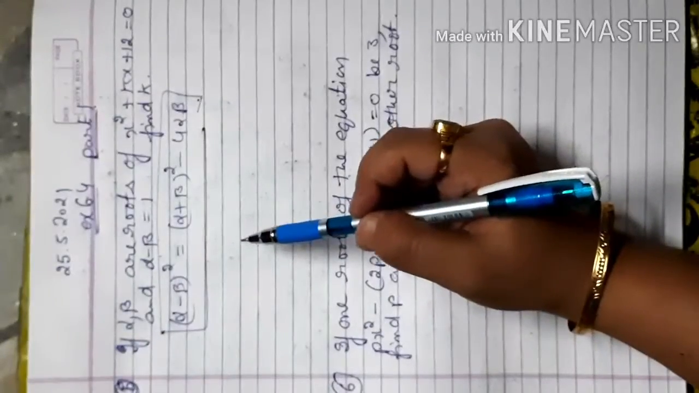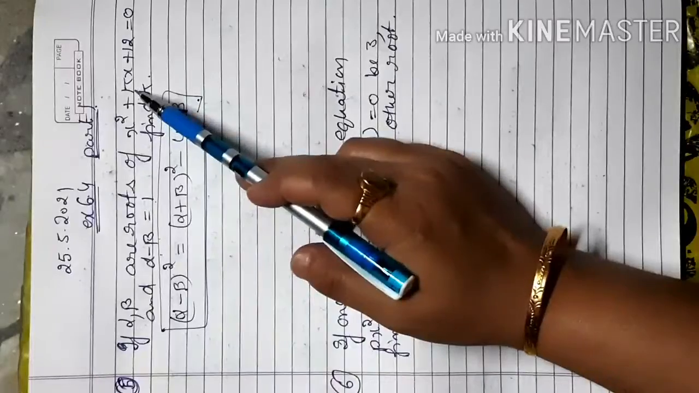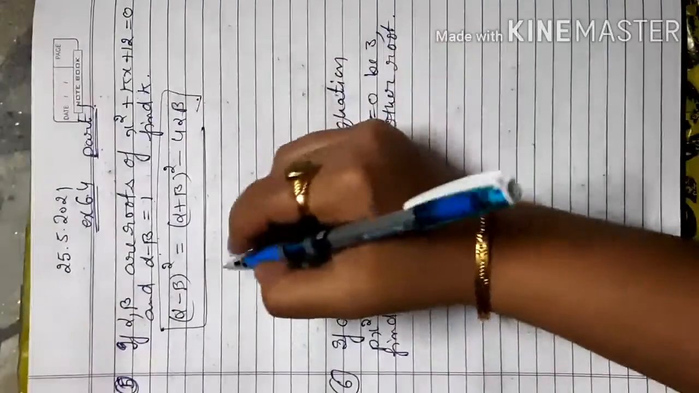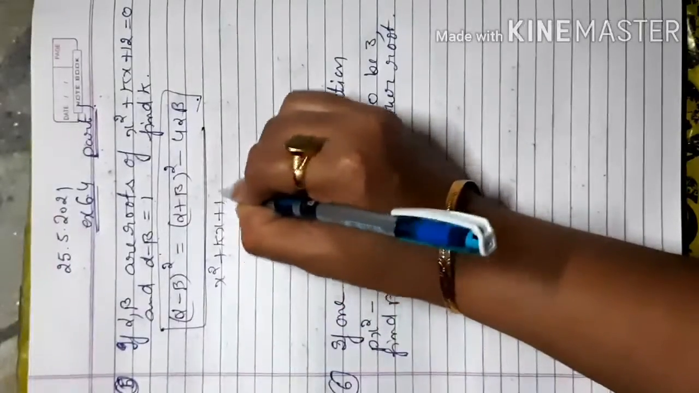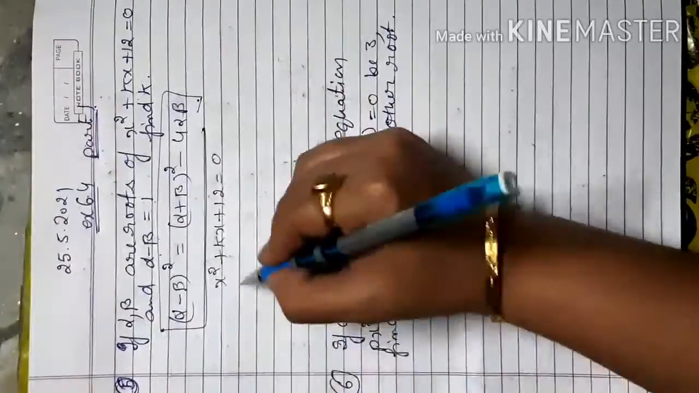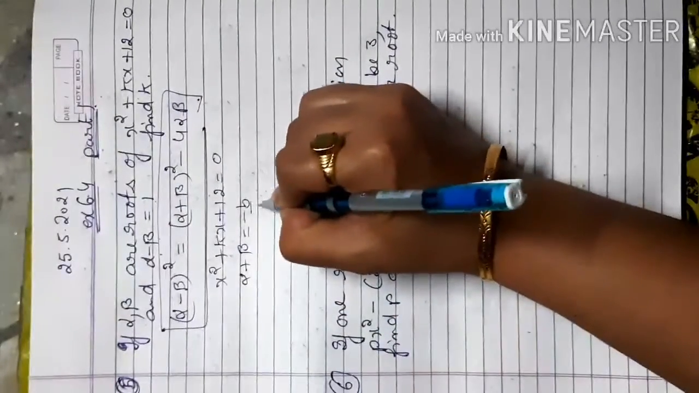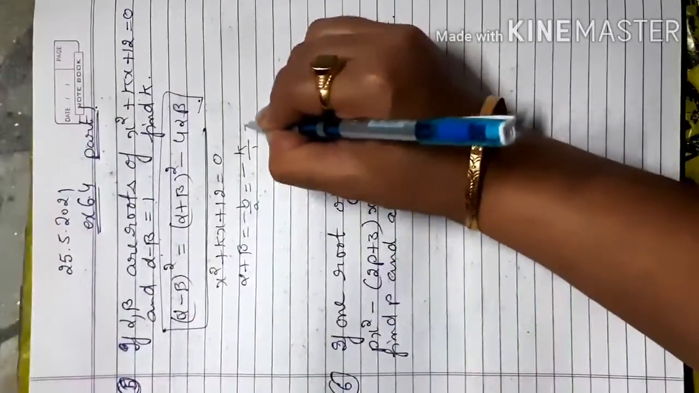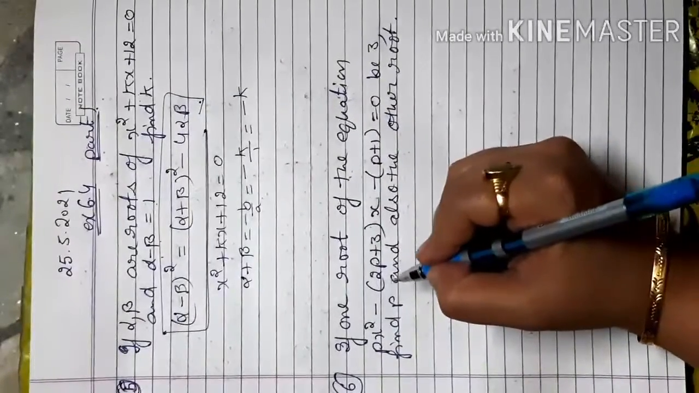So first we will think about what is alpha plus beta and alpha beta in this case, like sum of roots and product of roots. If I have the equation x² + kx + 12 = 0, and if I have to find the sum of roots, that is minus b upon a. In place of b there is k and in place of a there is 1. So there is minus k, that is the sum of roots.